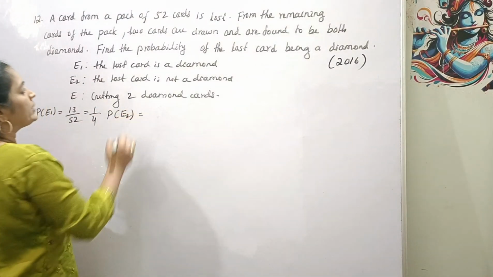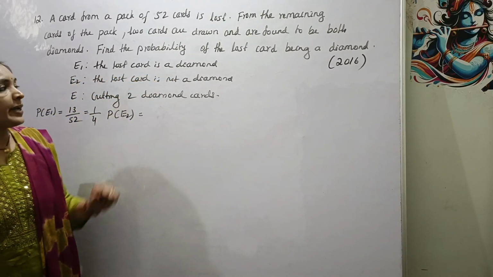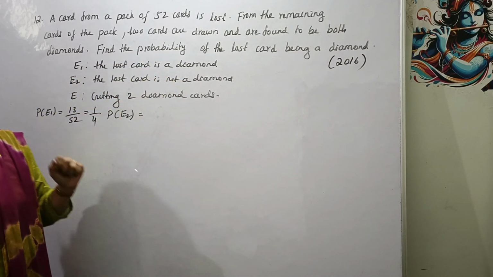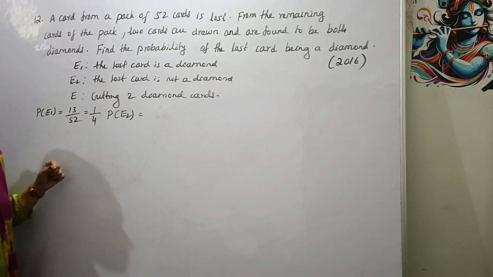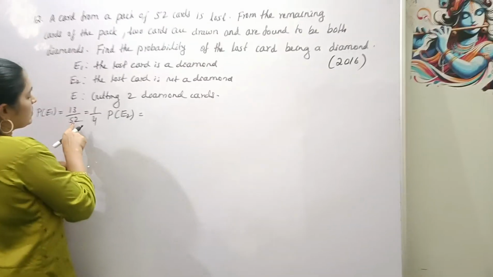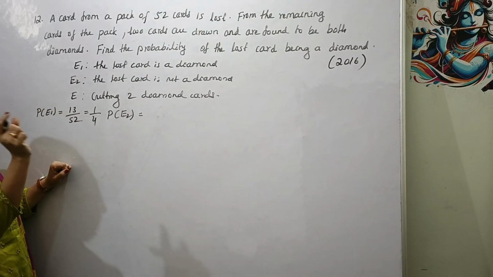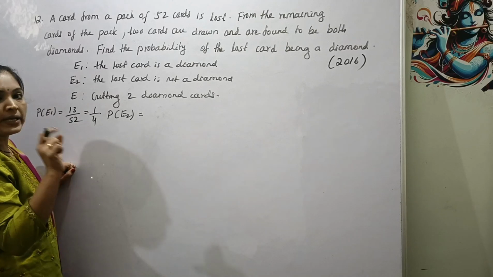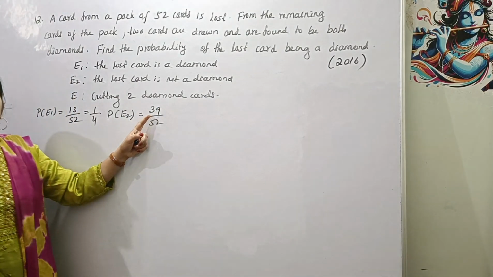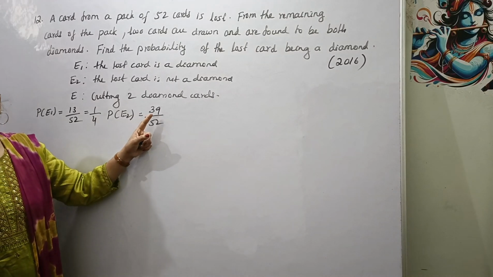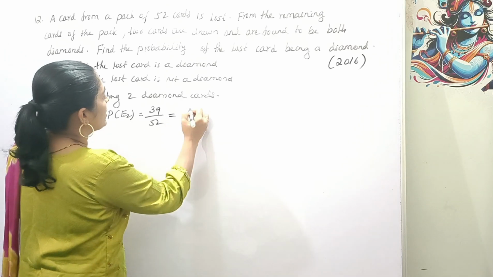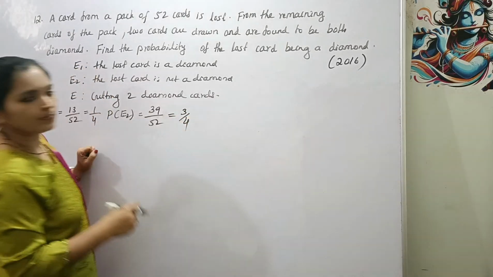Probability of E2, that is the probability that the lost card is not a diamond. That means, how many cards are not diamonds? There are 13 diamond cards, so 52 minus 13, that is 39, divided by 52. There are 39 cards which are not a diamond. So 39 divided by 52 is equal to 3 by 4.